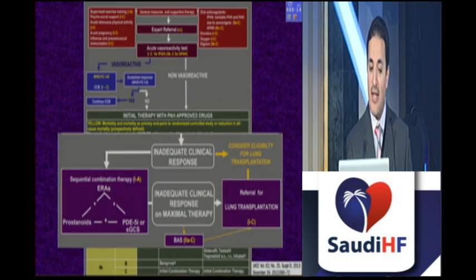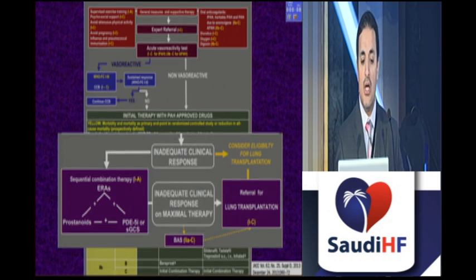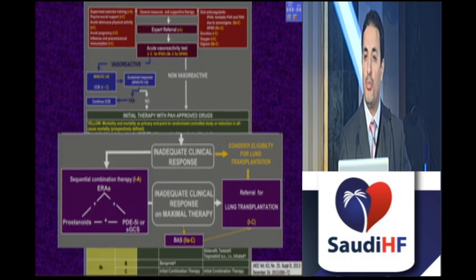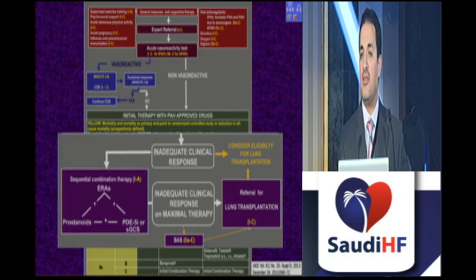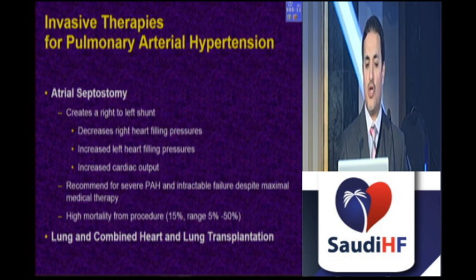If there is inadequate clinical response, then you consider combination therapy, and then you have different ways you can combine medications: endothelin receptor antagonists, prostanoids, or PDE5 inhibitors, or soluble guanylate cyclase stimulators. Of course, if there is no response, then you are evaluating the patient for lung transplantation or heart-lung transplantation, or considering an advanced surgical procedure in the form of atrial septostomy.